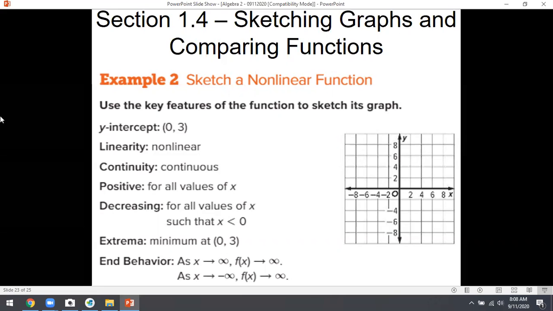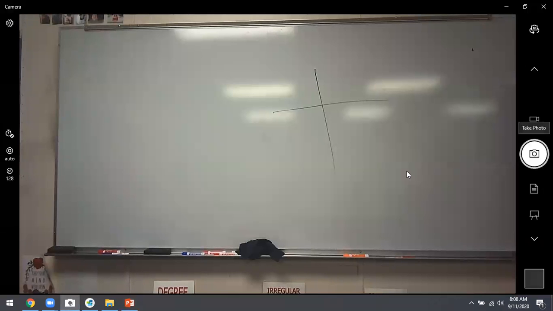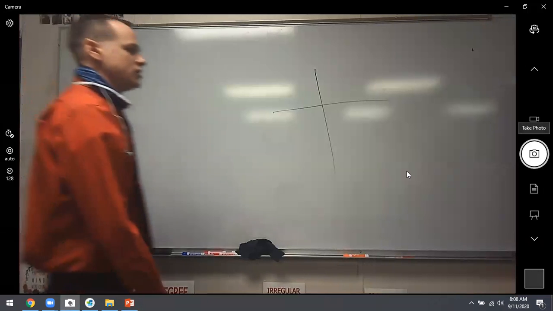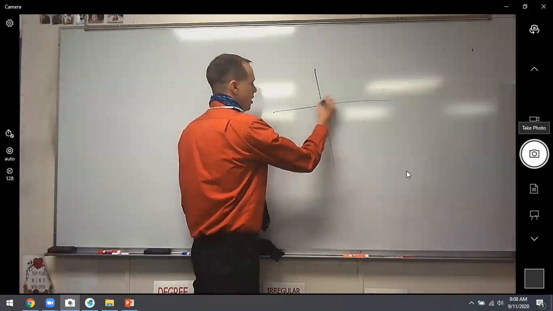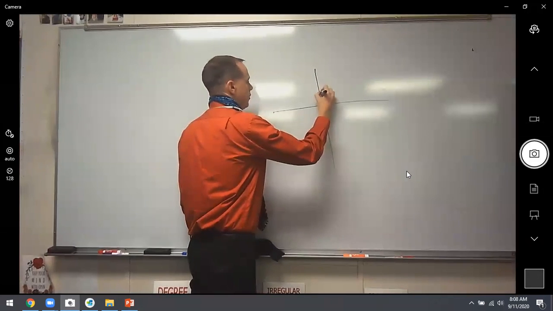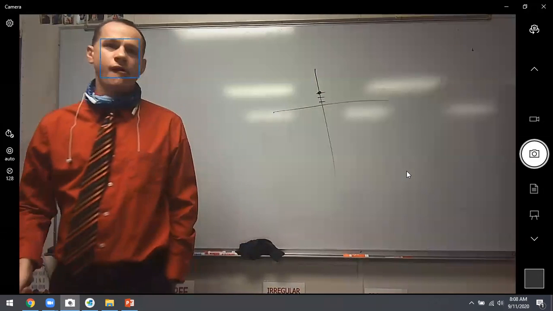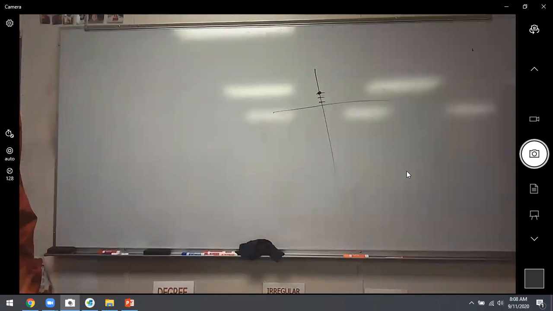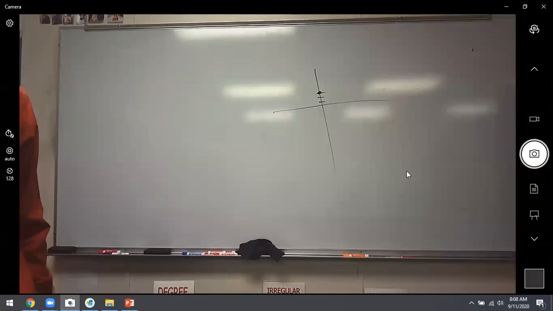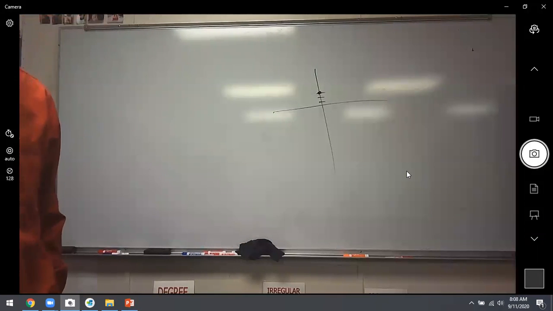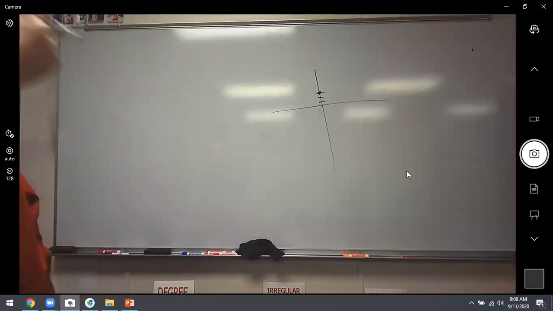First off, the y-intercept is at 0, 3. So 0 over in the x's and 3 up in the y's. There, we got a point on our graph. Cool. It's not linear, so that means it's not a line, right? There's going to be some curves or something. I don't know what yet, but we'll figure it out from the rest.